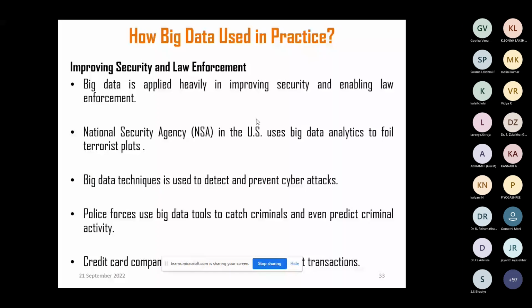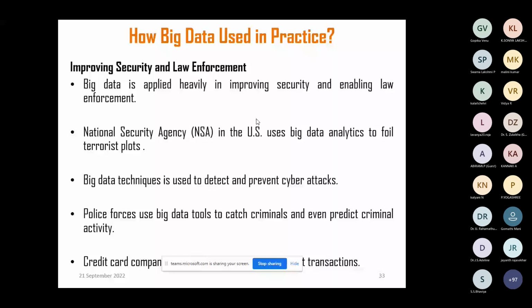Another interesting area is security and law enforcement. Most of the developed countries, particularly the USA, have widely adopted this in this application area. Big data is widely used to improve security and law enforcement. For example, the National Security Agency in the USA has used this technology to foil terrorist plots, and to detect and prevent the cyber attacks which are taking place.